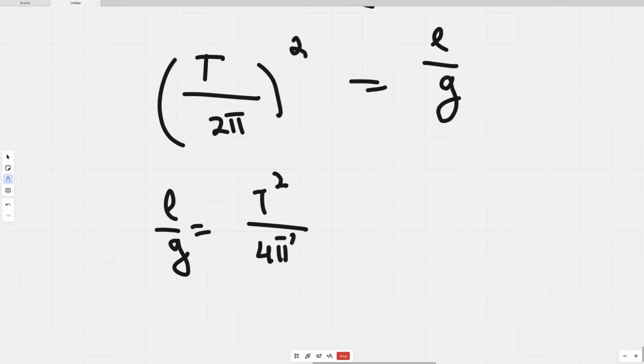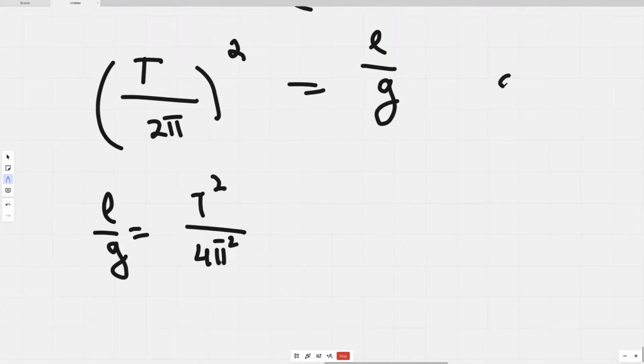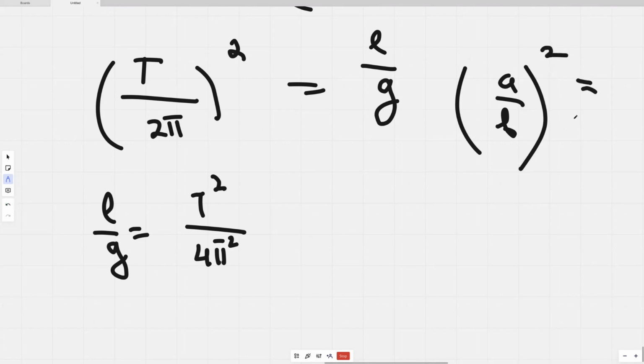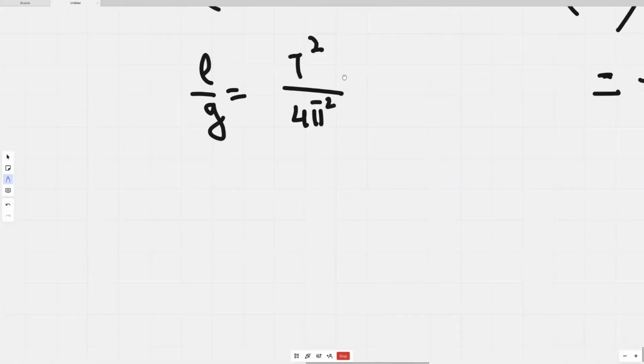4 pi squared. I'm using a rule that A over B squared is equal to A squared divided by B squared. So t squared here, A is equal to t, and 2 pi is equal to B. And t squared, and then 2 pi squared is 4 pi squared.